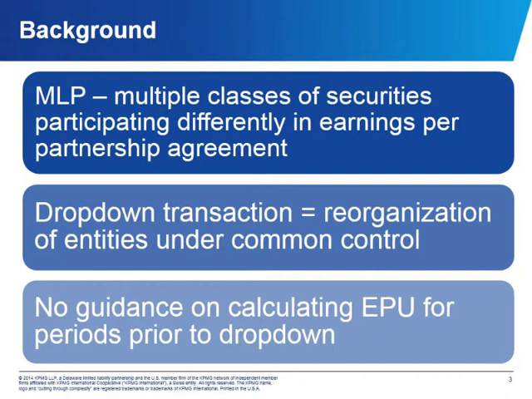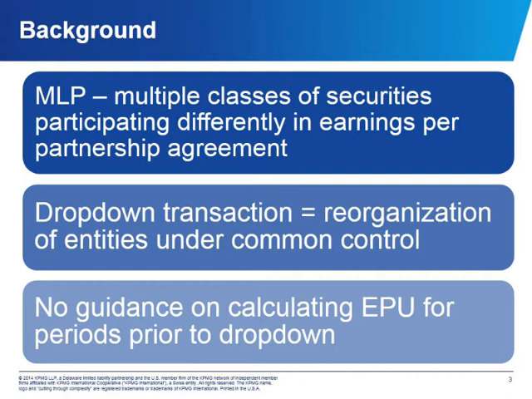So what often happens in practice is that after the formation of an MLP, GPs will convey an additional business to the MLP in exchange for cash or added ownership interest, and this is referred to as a drop-down transaction. In most cases with the drop-down, the GP retains control of the MLP before and after the drop-down. So what this means is the transaction is accounted for as a reorganization of entities under common control.